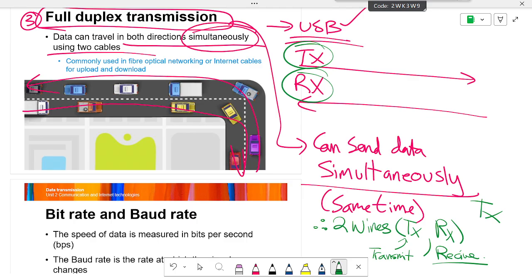Okay, I'm going to ask each one of you, what is half duplex? Wendy, half duplex. What is half duplex?